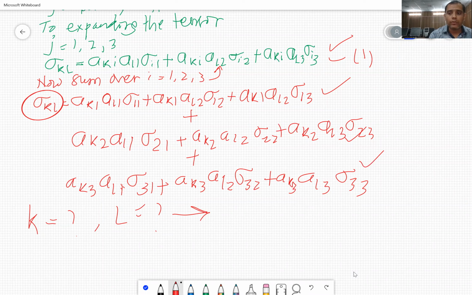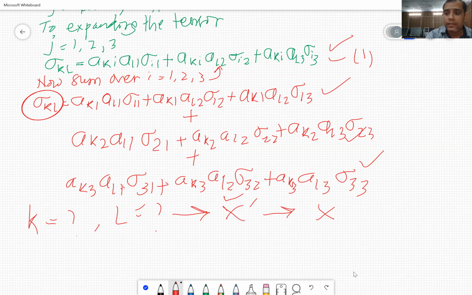If I am trying to calculate the stress in the transformed axis of x dash, we have the values of stress in x, but I need to calculate the value in the transformed axis, this x dash axis. So what is the value of K and L there? If I am taking the x dash direction, we need to calculate the stress tensor components in the transformed axis of x dash. Then what are the values of K and L?